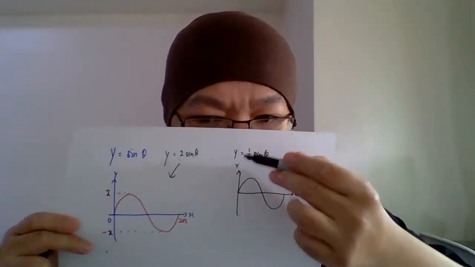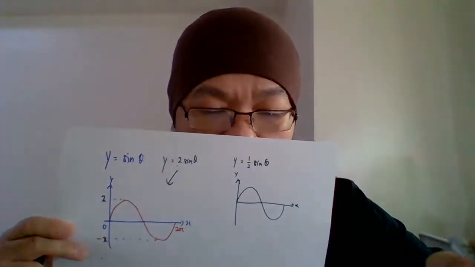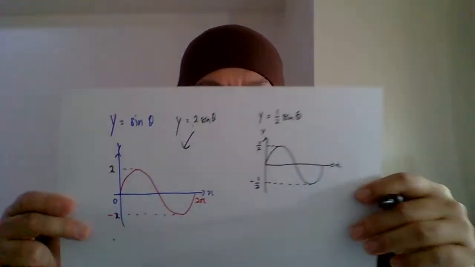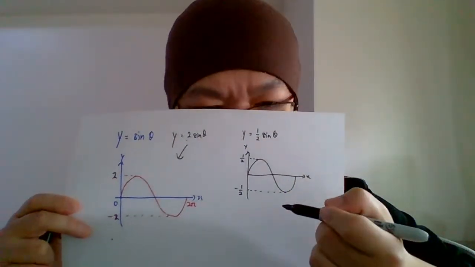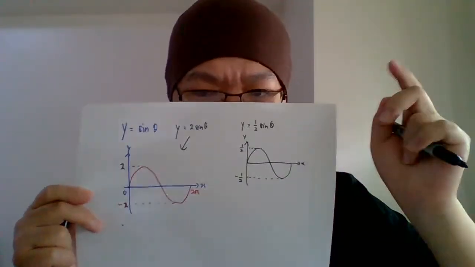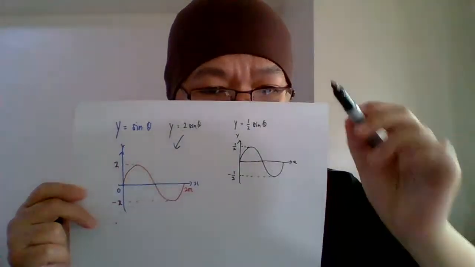Now, look at here. We got the number 1/2. Half, right? Half will determine your amplitude. So, meaning, the maximum, the top, will be 1/2. The bottom will be negative 1/2. Okay, that is your amplitude here. That's 2 marks. And the third, what is the third mark?